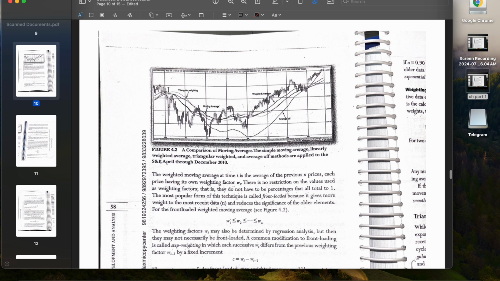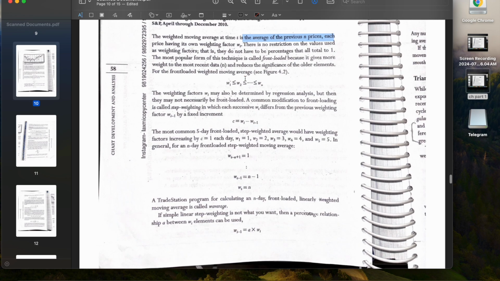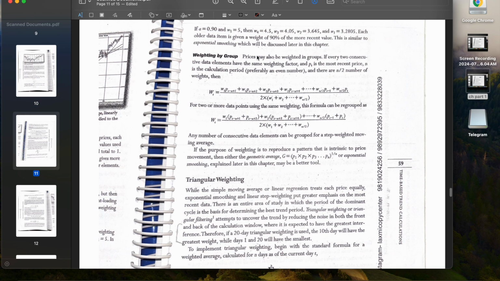And then we have the comparison of moving averages. So different types of moving average. Go on TradingView and see it for yourself, backtest it for yourself. The weighted moving average at time t is the average of the previous n prices, each price having its own weighting factor. So we know what weights are, and you can obviously explore it on TradeStation as well. I'm not going to go over that because we've already done it.